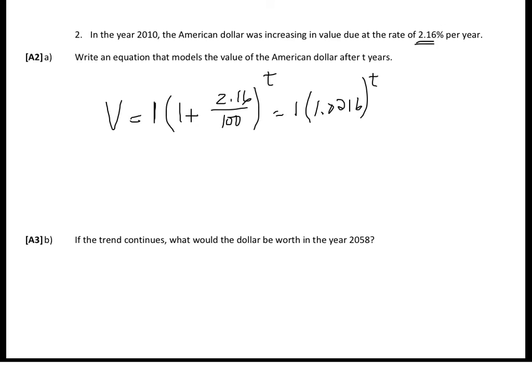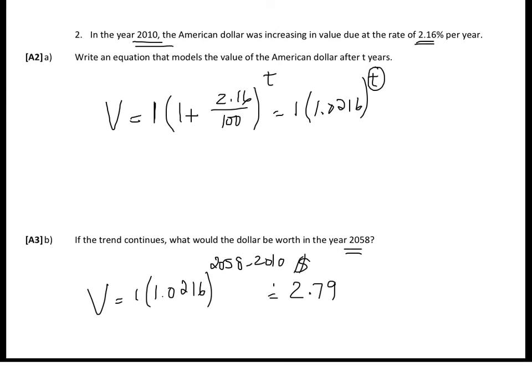Now, in part B, it says if the trend continues, what would the dollar be worth in year 2050? So V is going to be 1 times 1.0216 exponent t. Now, t here is the number of years after 2010. So now if it's 2058, it's going to be 2058 minus 2010, which is going to be about $2.79.